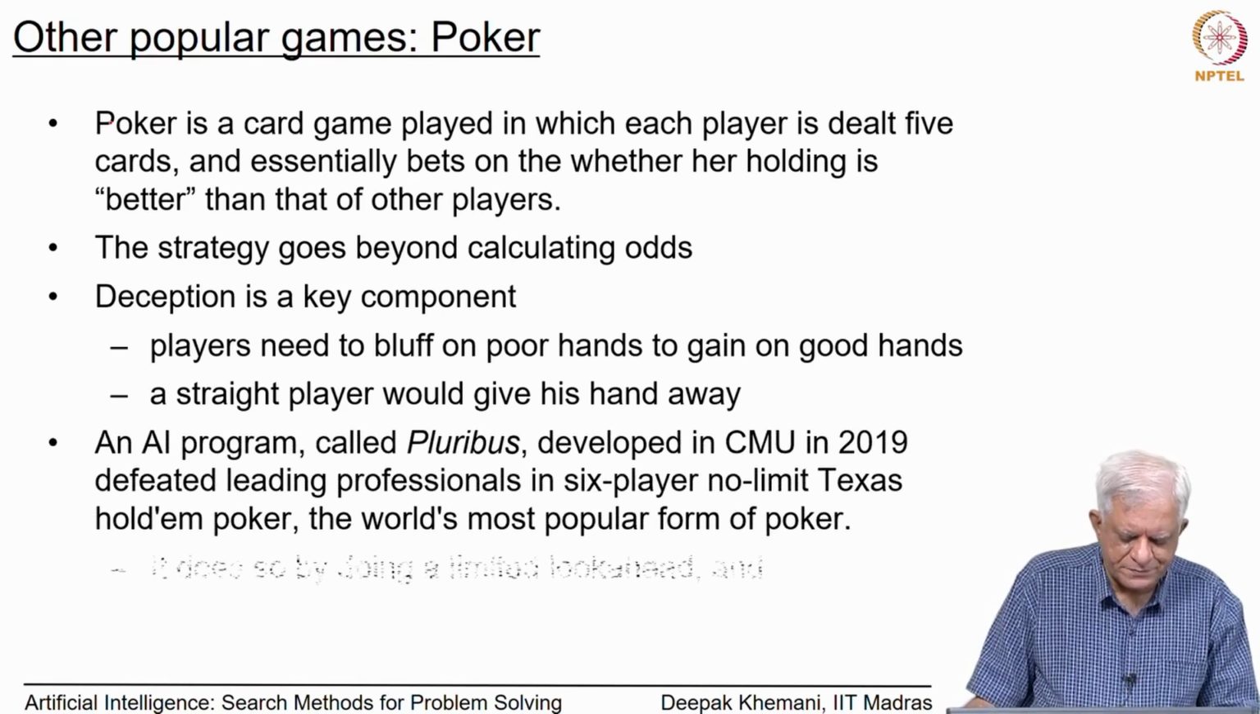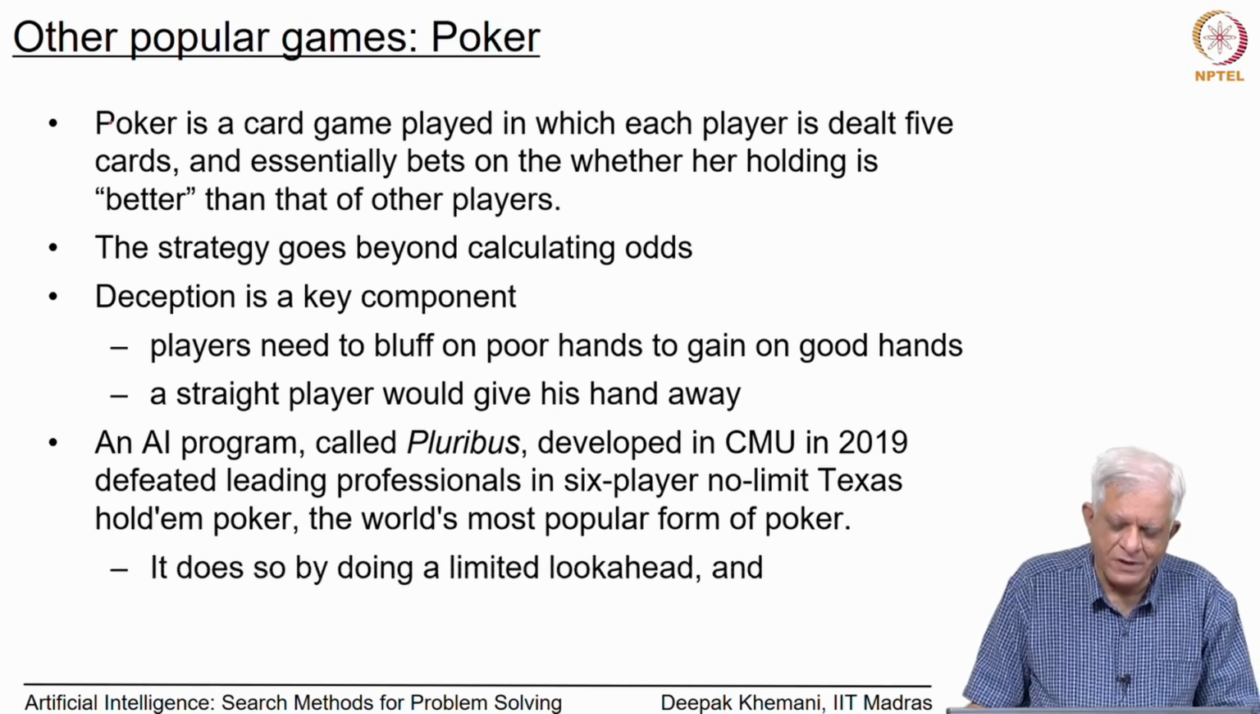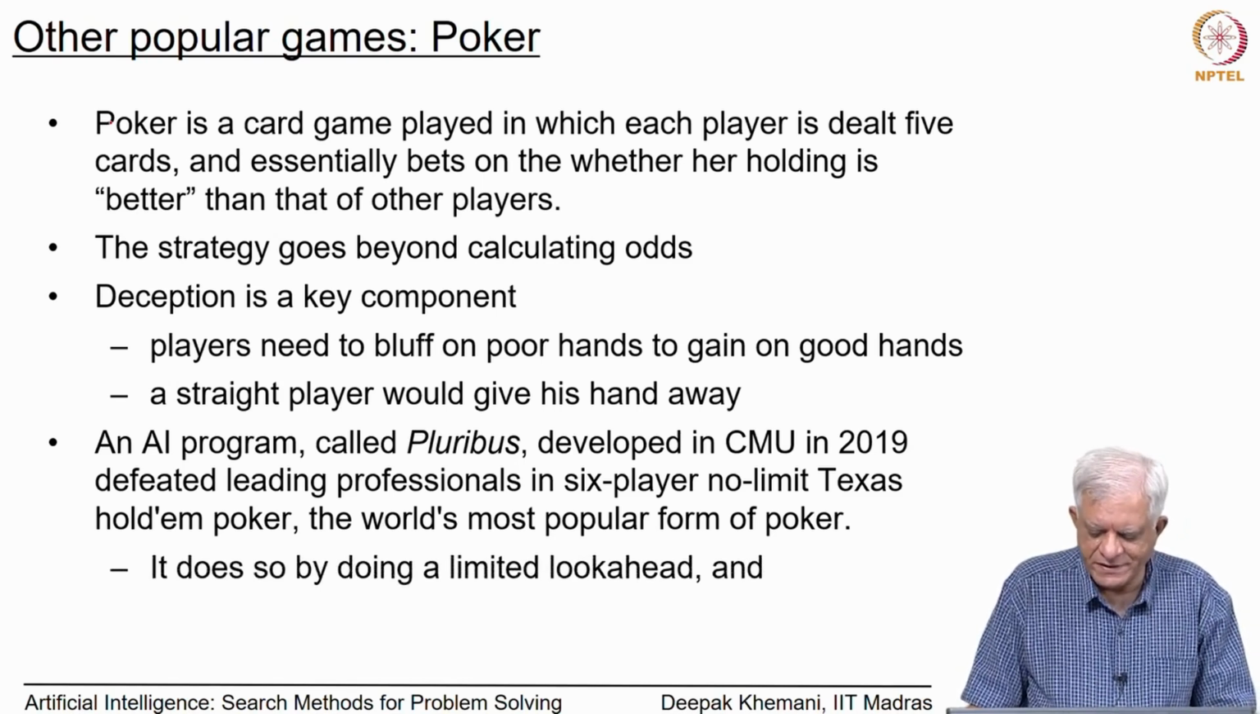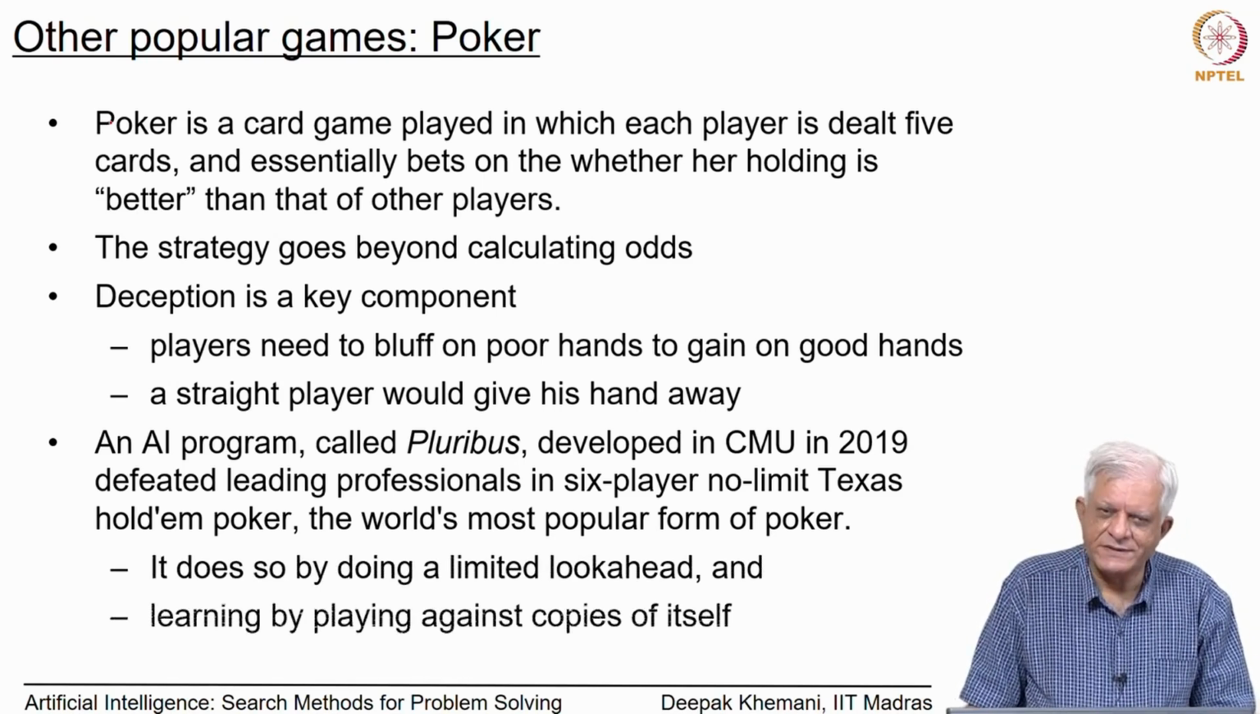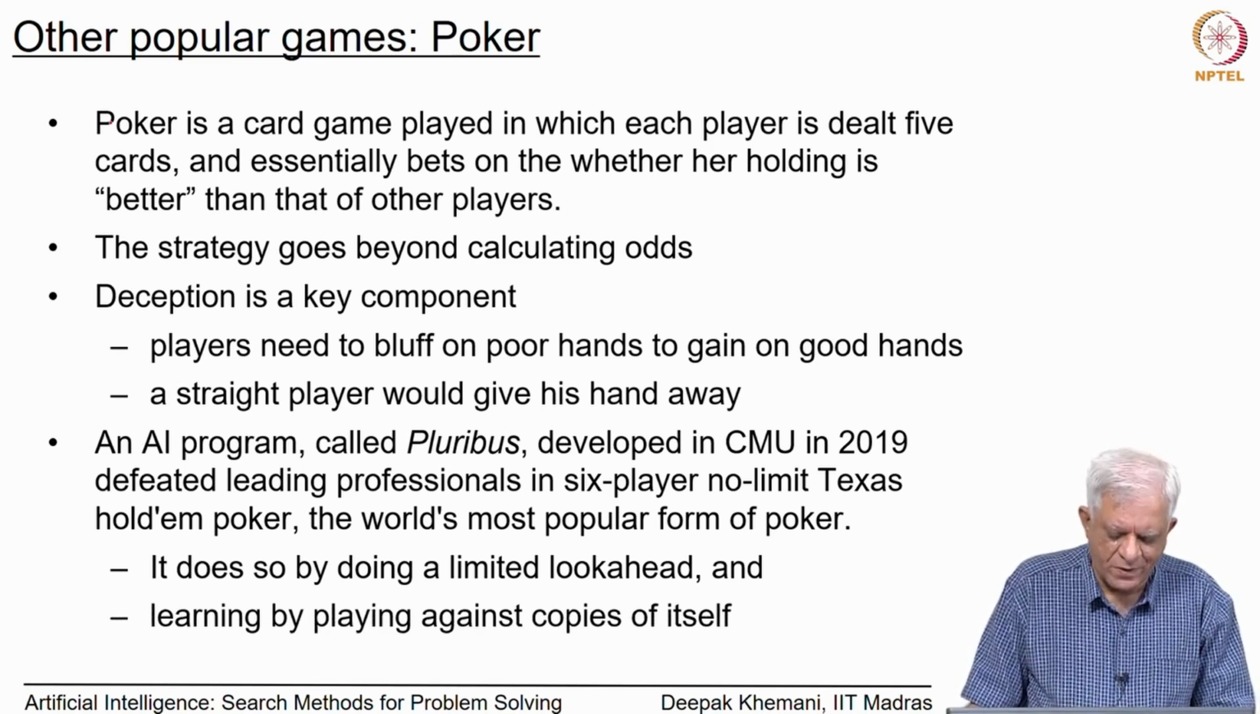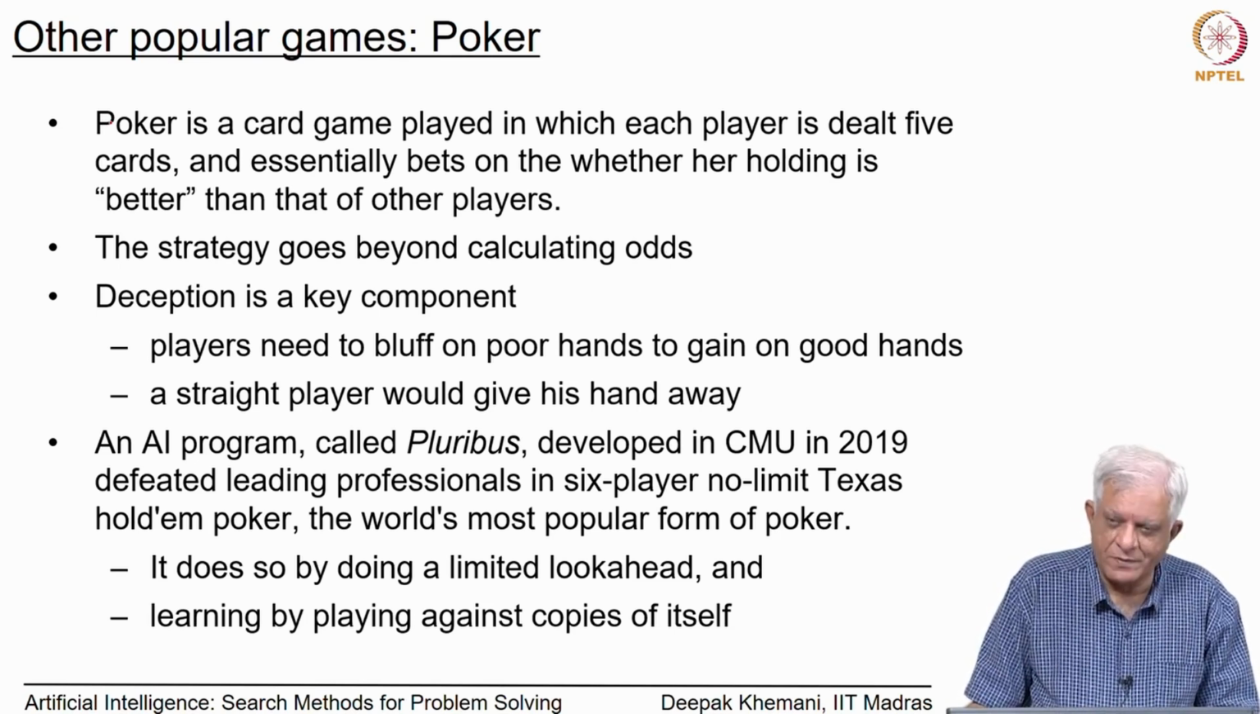Now, an AI program called Pluribus was written this year, 2019, at CMU in collaboration with Facebook, and it defeated a team of 5 opponents in 6 player no limit Texas Hold'em, which is the world's most popular form of poker.